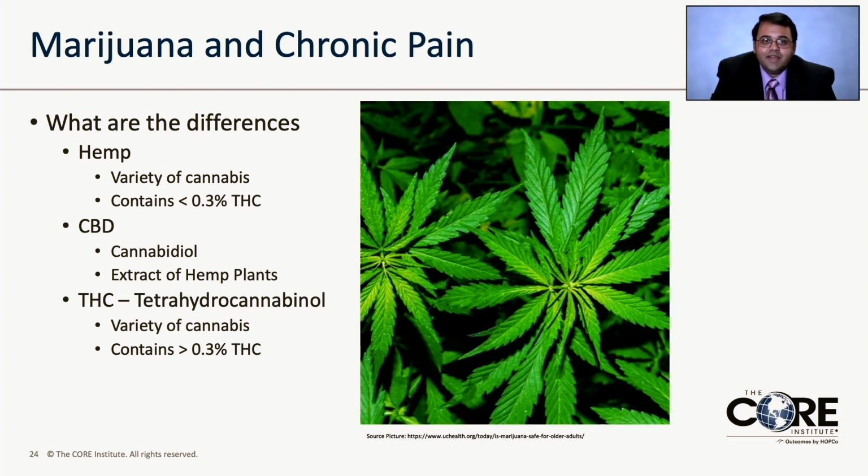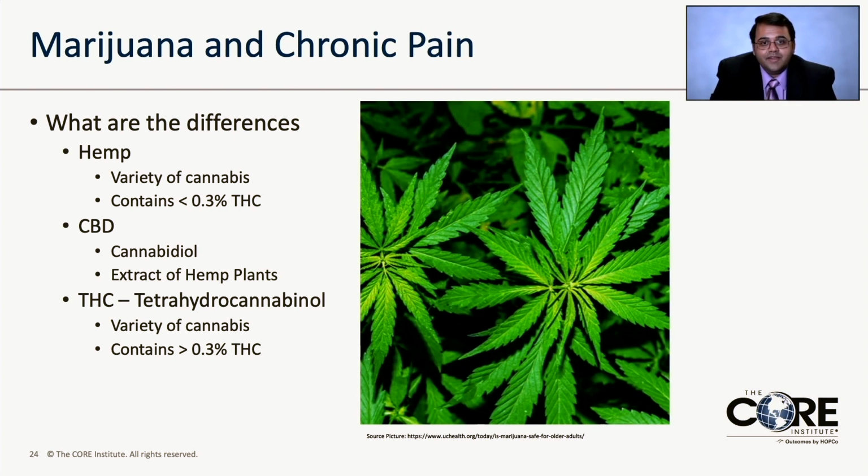Hemp is a type of cannabis. Anything that contains less than 0.3% of the marijuana compound, tetrahydrocannabinol, is considered hemp. So you can actually get hemp and CBD pretty much everywhere now in the U.S. It's been legalized. You don't need a card for it. You don't need any special permission to get this. And CBD is basically just an extract of that hemp itself.